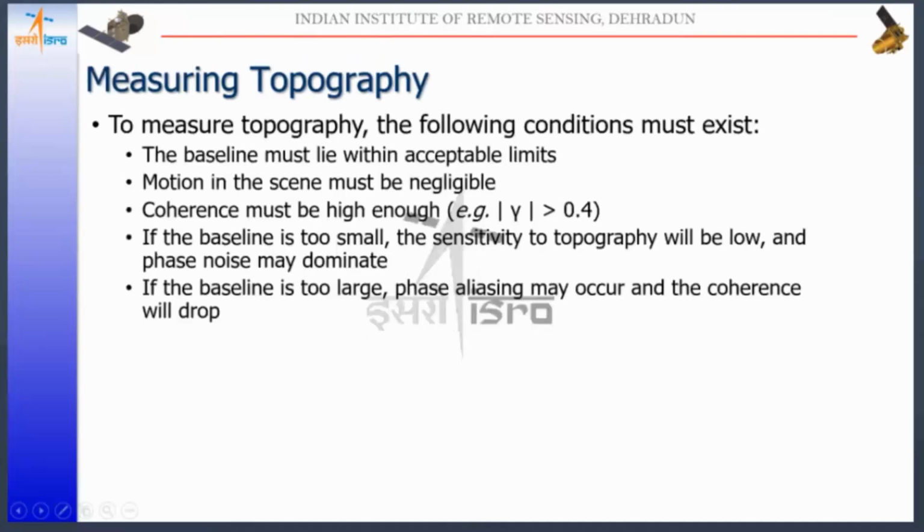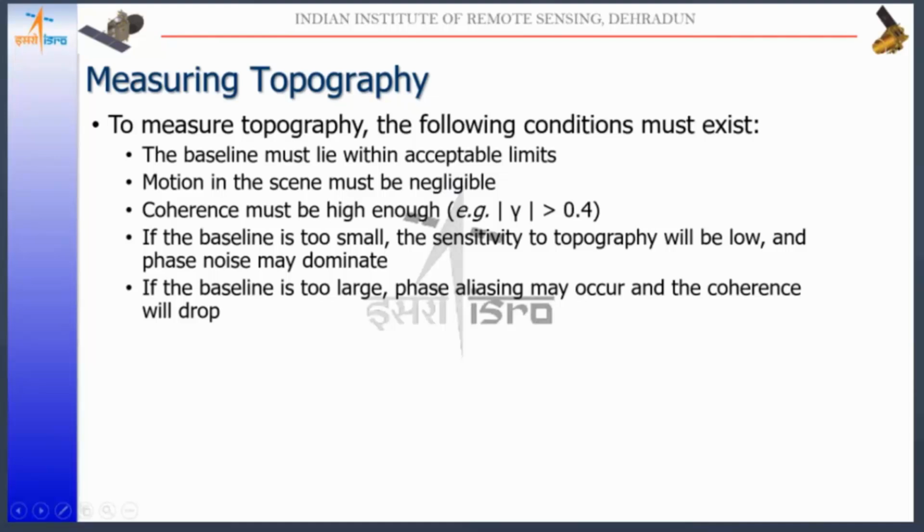So in measuring the topography, we have different constraints. First, the baseline must lie within acceptable limits. Motion in the scene must be negligible. Coherence must be high enough, meaning coherence should be greater than 0.4. If the baseline is too small, the sensitivity to topography will be low and the phase noise may dominate. And if the baseline is too large, then phase aliasing may occur and the coherence will drop.